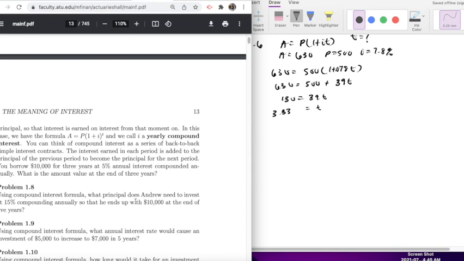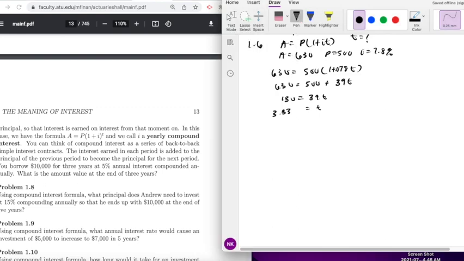So basically, the interest rate from the previous period gets multiplied. The interest earned in each period is added to the principal of the previous period to become the principal for the next period. Let's say you borrow, we're going to write this formula down real quick: A is equal to P (1 + I)^t.